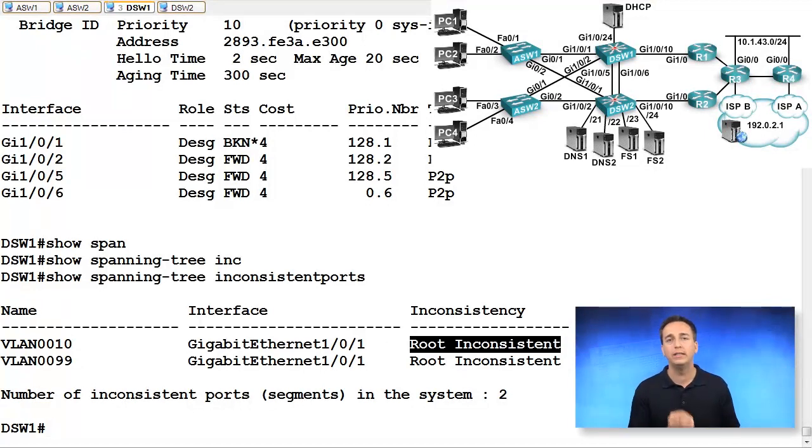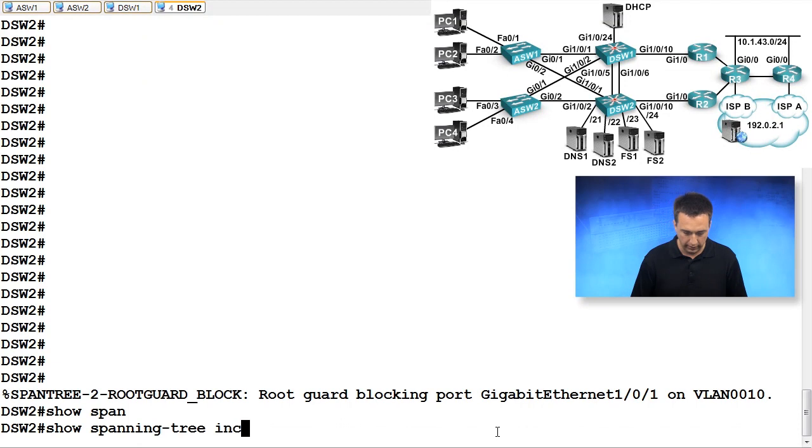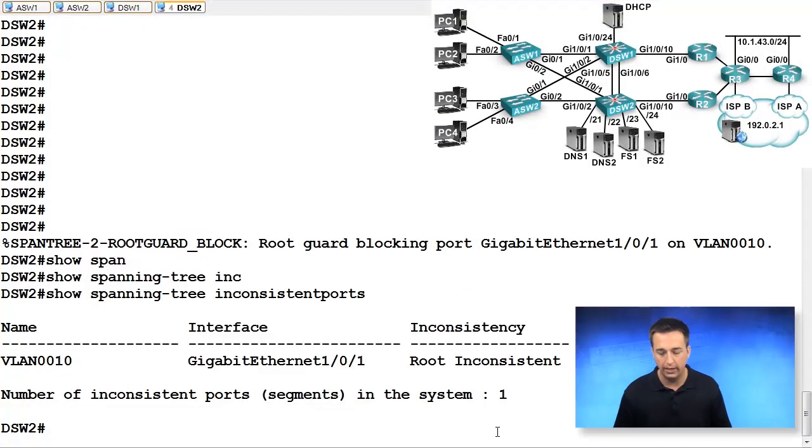This is because ASW1 is sending those superior bridge protocol data units out of its interfaces, and DSW1 is receiving those superior BPDUs inbound on gig 101. So it places the interface in the root inconsistent state. We'll also see that DSW2 has done the exact same thing as well. So show spanning tree inconsistent ports, because gigabit 101 and 102 are also set up for root guard as well.